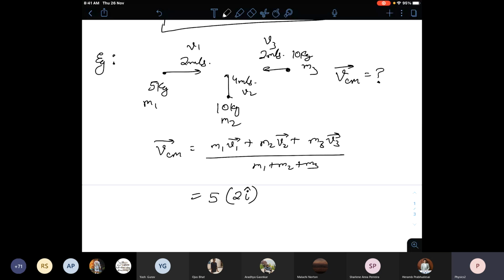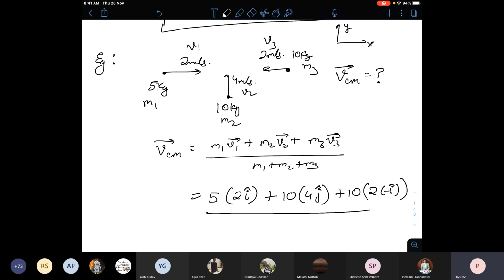So here, 5 into 2 i cap will be m1 v1, plus m2 v2. m2 is 10 and v2 is 4 j cap. And what about m3 v3? m3 is 10 and v3 is 2 minus i cap. Define this as x and this as y, so i cap and j cap can be seen clearly. Divided by m1 plus m2 plus m3, that is 5 plus 10 plus 10.